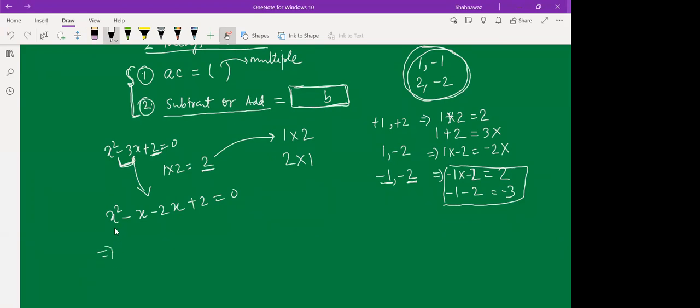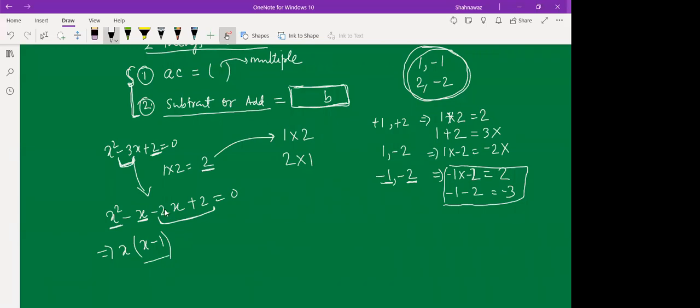So this will be what? When you take here, what is the highest common term? X, right. So when you take x common, what will you get? x minus 1, right? And then you have another two terms. So you have to take the common in such a way that you get this as the factor.